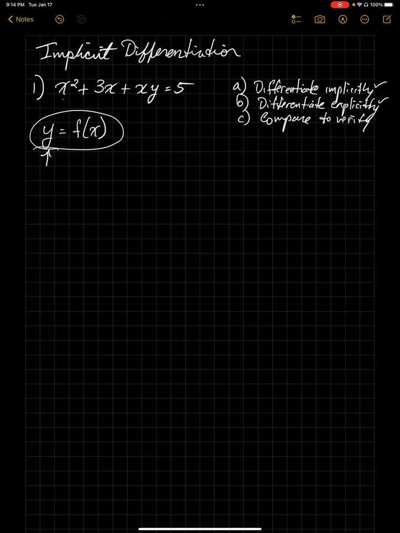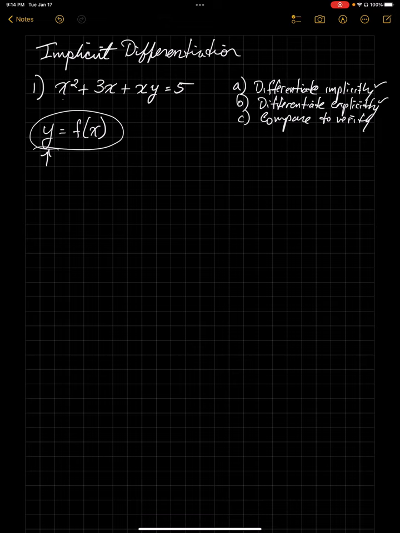But the two expressions should essentially be the same. And so in the last part, C, we'll compare the two differentiation techniques to prove that, in fact, they are the same. And so the differentiation implicitly is, by all means, an appropriate technique to differentiate an implicitly based function.